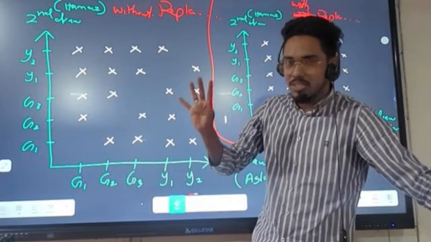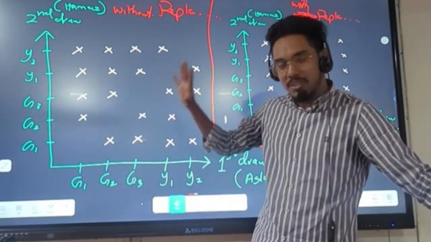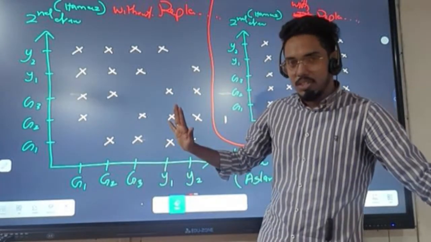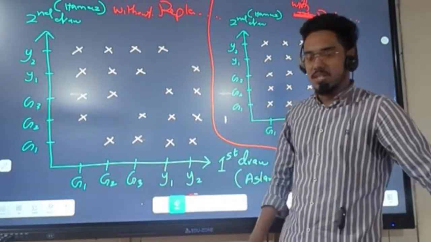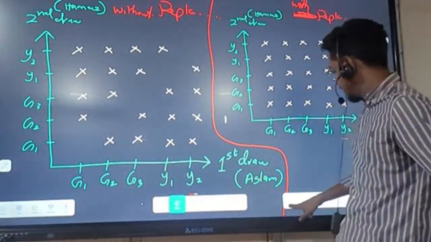It could be G1, G2, G3, whatever it is, no problem. End of the day, that should be a green. So what is the possibility of selecting green ball in both the draws? I'll give 10 seconds quickly, find the answer and tell me.